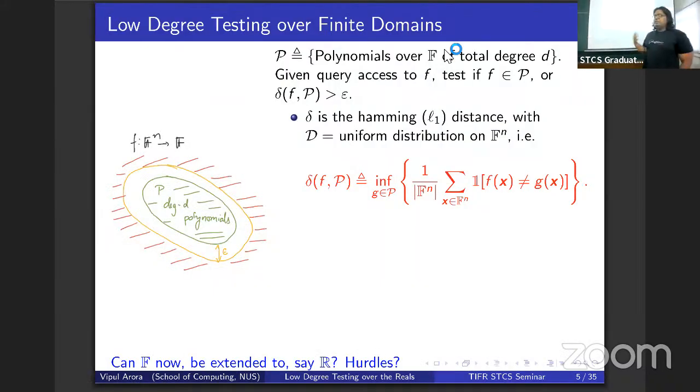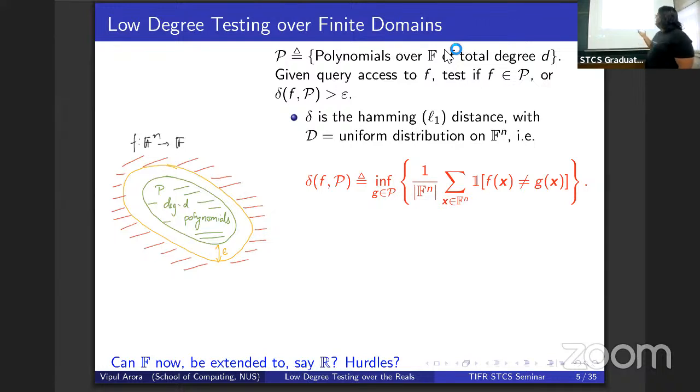So before we go over lowdegree testing over continuous domains, let us see the earlier work, which was on lowdegree testing over finite domains. So the property P is again the set of all polynomials over F of total degree d. You are given query access to f, and you want to test if f is in P or the distance of f from P is at least epsilon. The distance notion is the usual L1 distance with respect to the distribution being the uniform distribution over F.